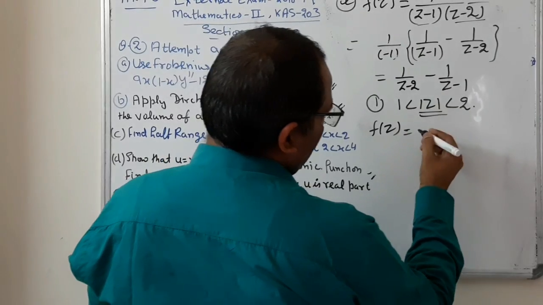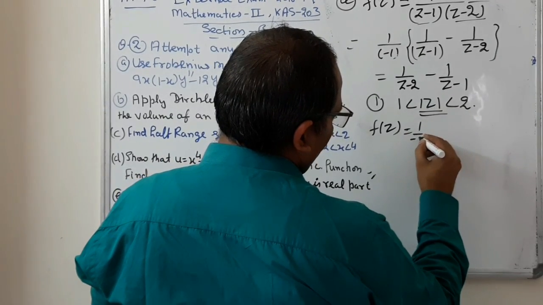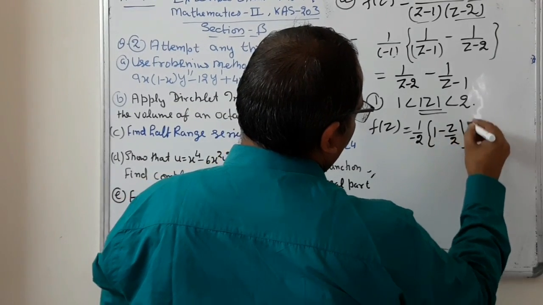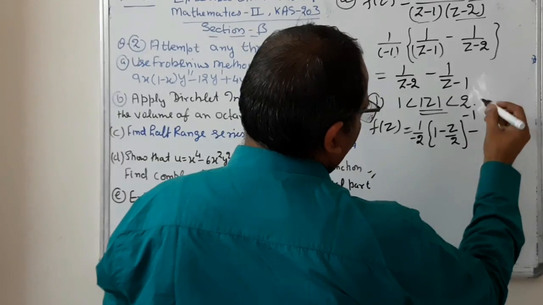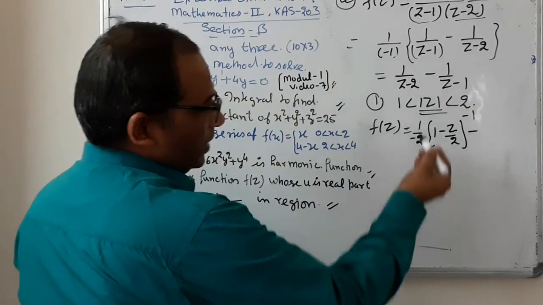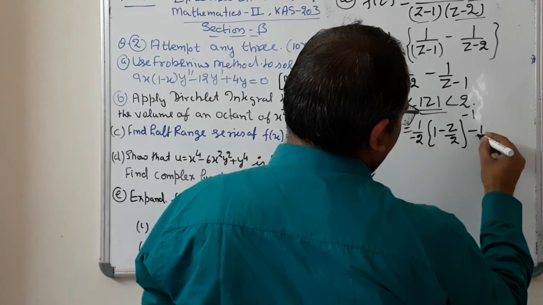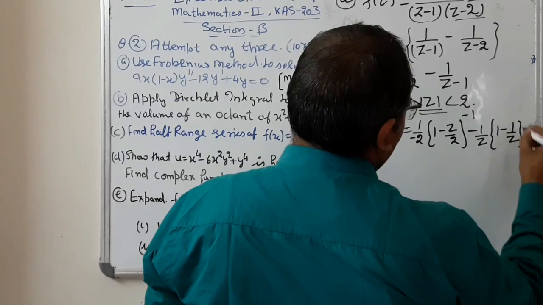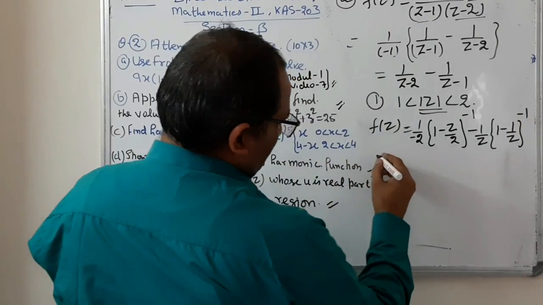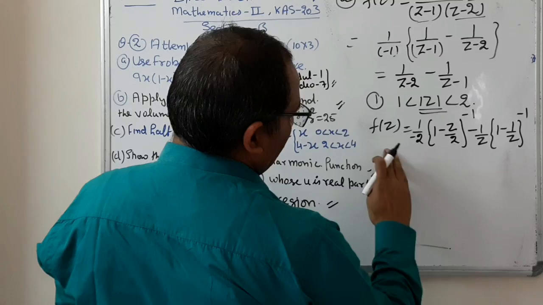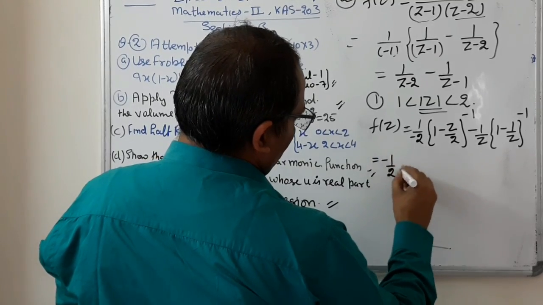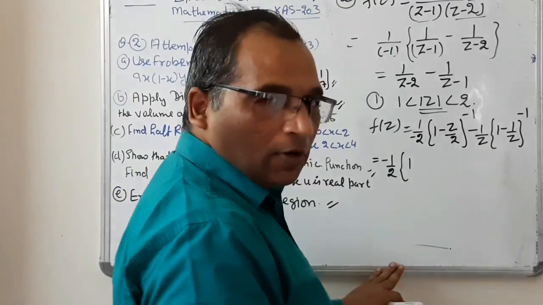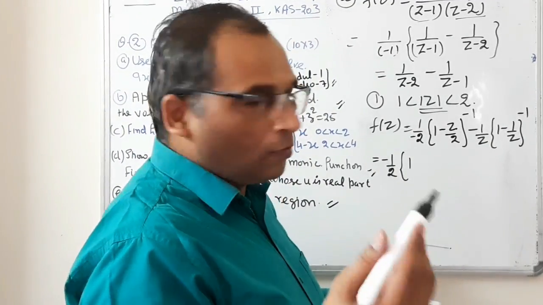So we take 2 common, minus 2 common, so minus 1 upon 2, (1 minus z upon 2) whole power minus 1, minus, between z and 1, z is greater, so take z common, (1 minus 1 upon z) whole power minus 1. Expand this one. The formula is (1 minus a) to the power minus 1 equals 1 plus a plus a square plus a cube, like this.